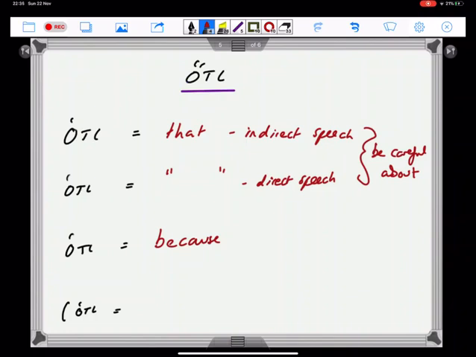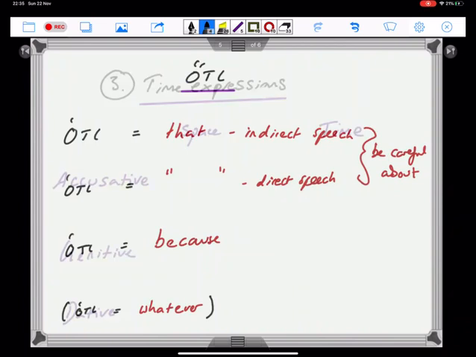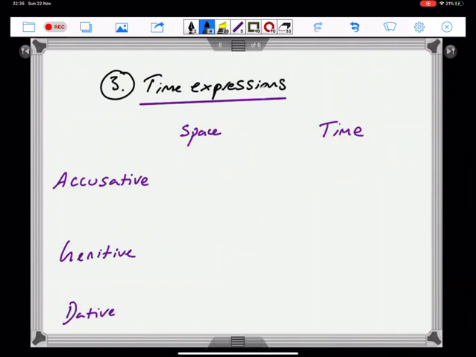Hoti can also mean "whatever." It can be an indefinite relative. But that's not used very often in the New Testament, so we're going to bracket that off and not worry about it at this point. But for completeness' sake, there are four uses of the word hoti, three of which you will see fairly frequently. The last thing you need to think about are time expressions.